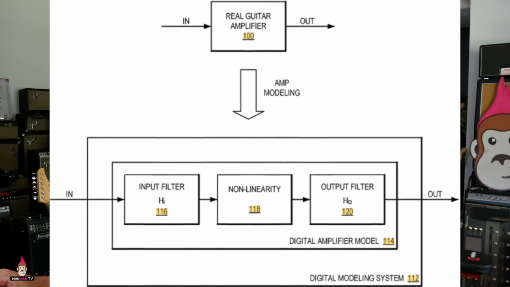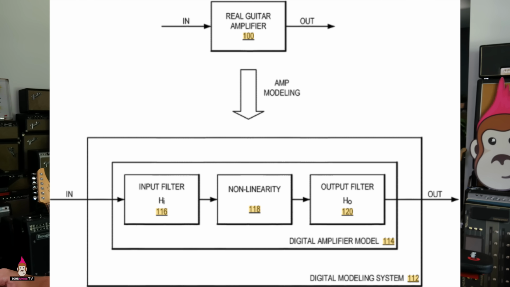So here in this image, this figure that accompanies this patent, so it's part of the patent. We have an in and an out. This is a real guitar amplifier that is referred to here, referenced with the number 100. Real guitar amplifier. And amp modeling, pointing down to derive this large box, denotes a large digital modeling system, and within that, a digital modeling amplifier, and within that, an input filter, a nonlinearity, and an output filter.